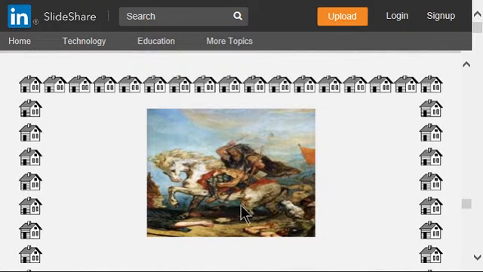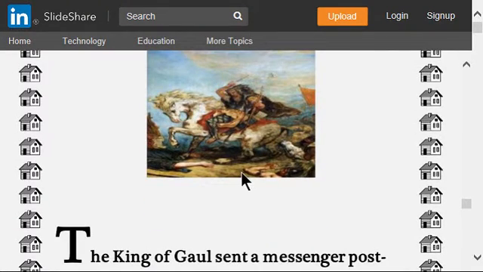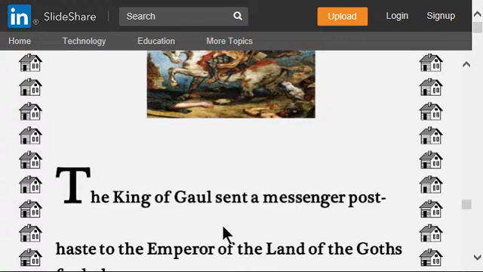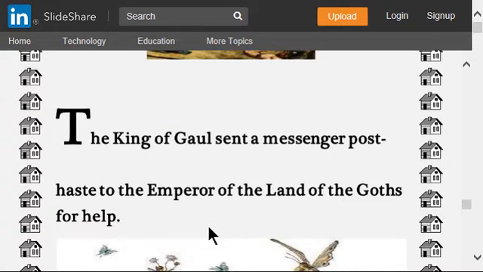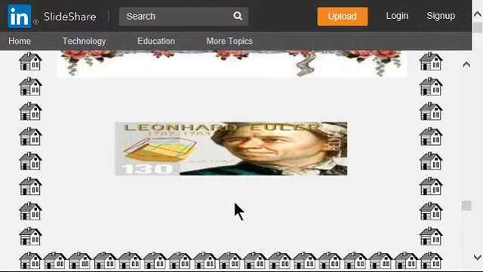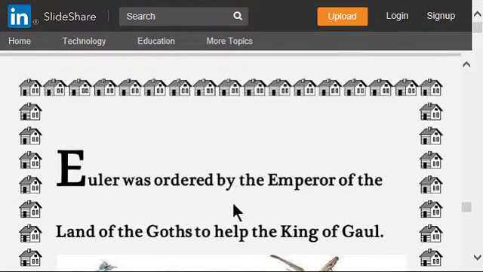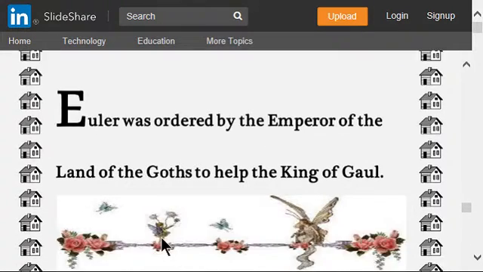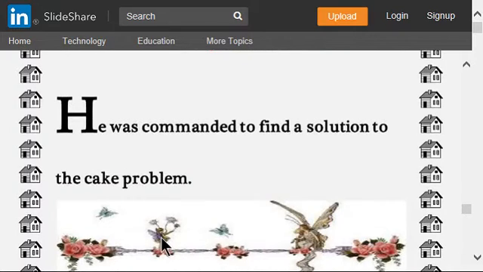So the king of Gaul sent another messenger, post haste, full speed, to the emperor of the land of gods for help. Here was Euler. Euler was ordered by the emperor of the land of gods to help the king of Gaul. He was commanded to find a solution to the cake problem.